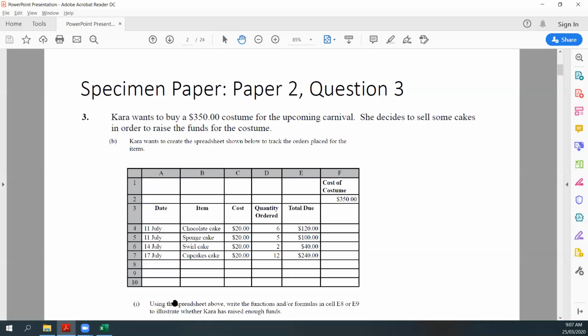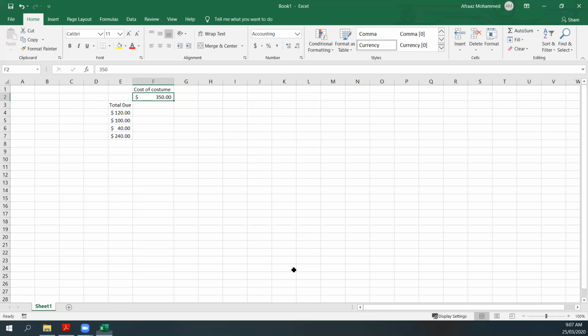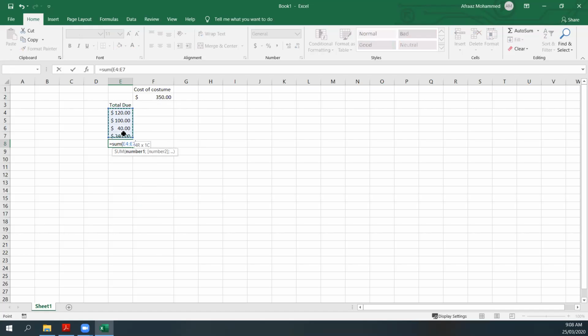Now, the question is, write functions and/or formulas in cells E8 or E9 to illustrate whether Cara has enough funds. So as I said, the first thing you want to do is determine how much money was raised from the fundraiser. And to do that, you will calculate the sum of these values. So there are different formulas for calculating the sum. Would anyone like to suggest one way to calculate the sum, or what formula we would put in E8? So your parent sum equals E4 to E7. Right, so that's very close. It's actually equal sum, and then E4 to E7. Okay, so that's one formula.